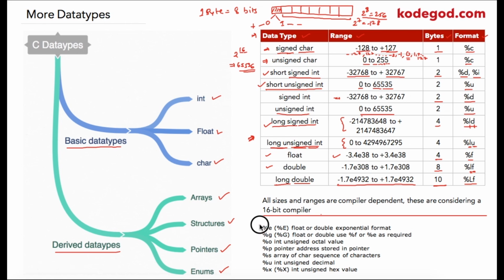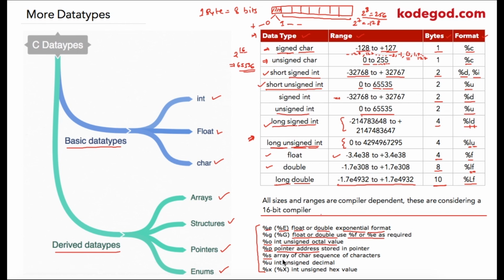Apart from this table, there are these format specifiers that we can use in addition. %e and %E are used to print float or double in exponential format. Then %g is used to print float or double, and we can use %f or %e as required in the program. Then %o is used to print unsigned octal value. %p is used to print the address stored in a pointer. So when a pointer is pointing to another variable, we can print that address location using %p.